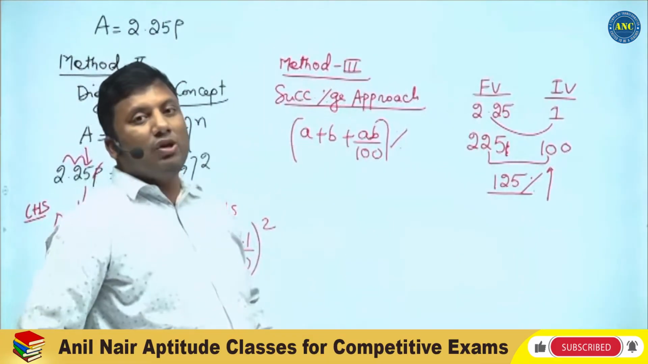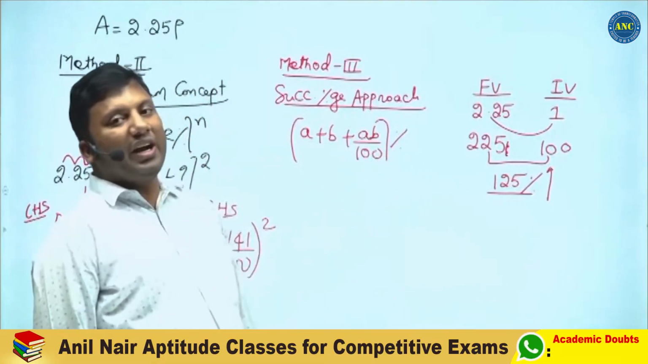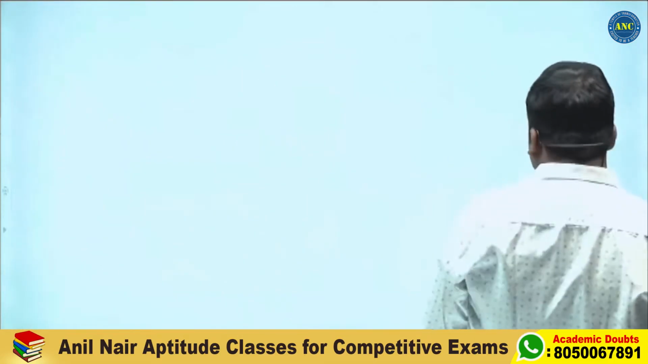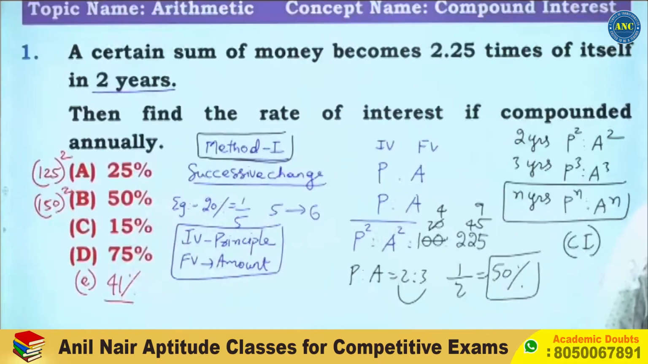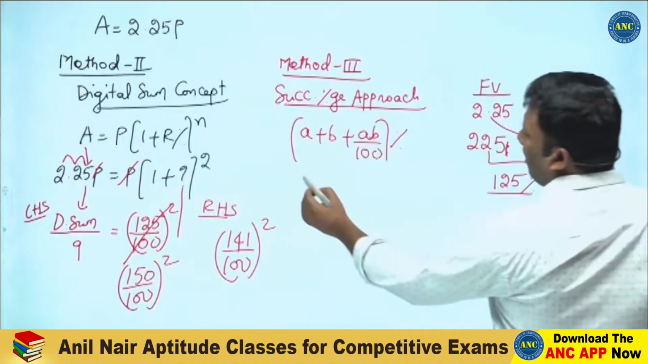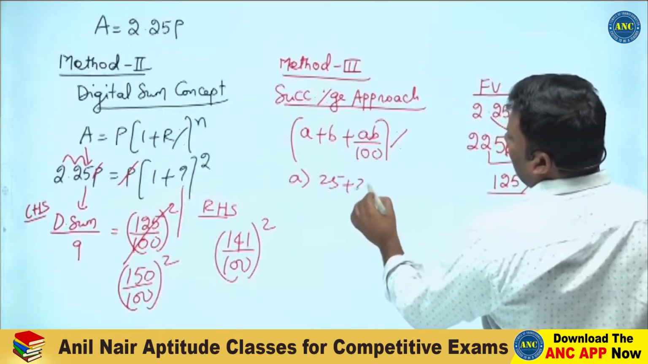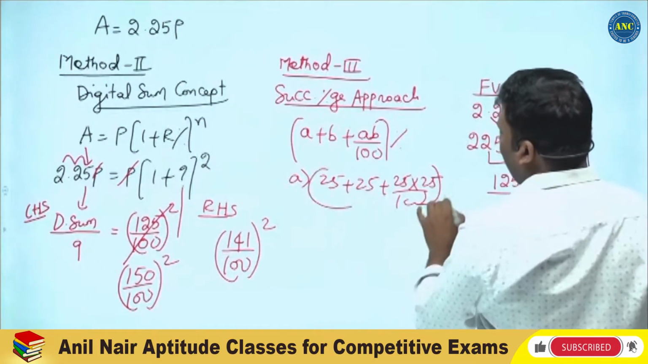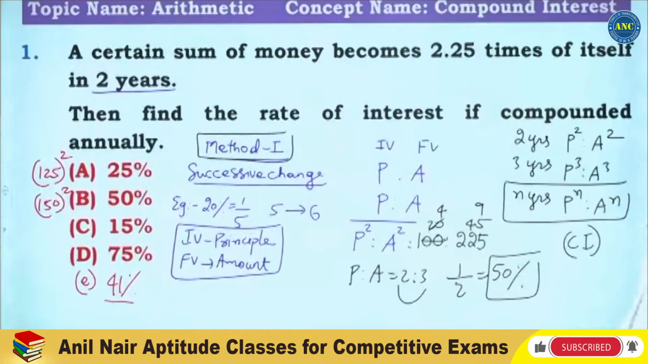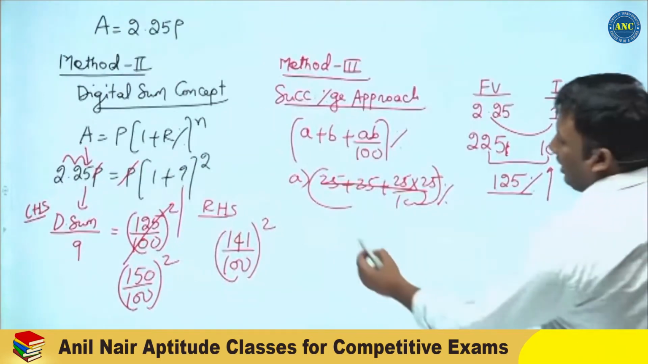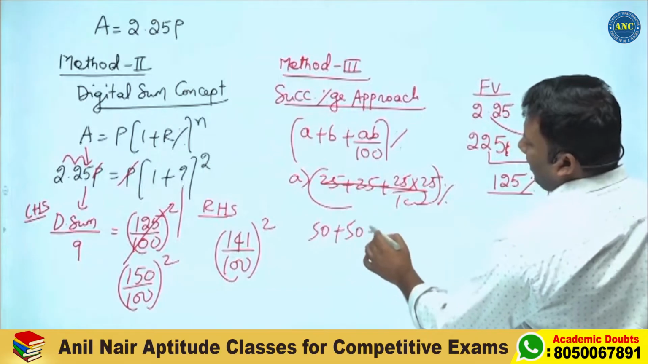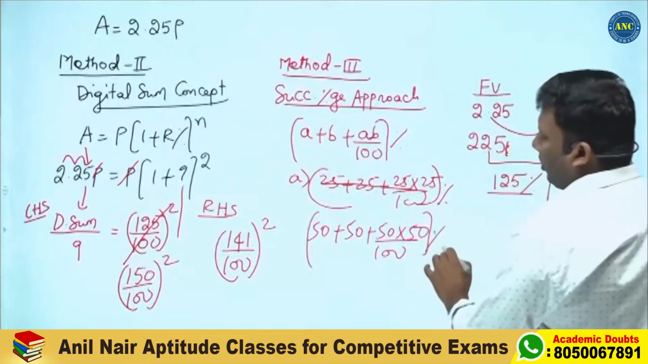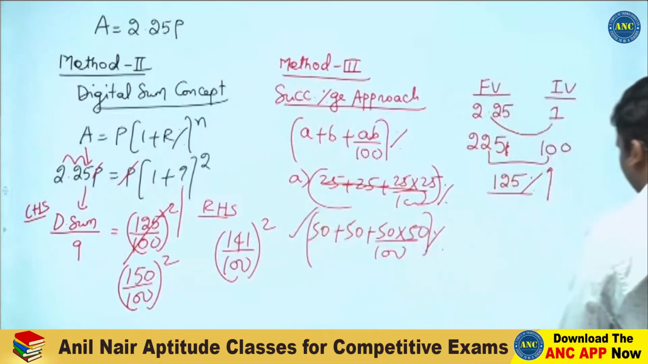If I apply successive percentage, overall I should get 125 percentage. What is the first option? 25. 25 means 25 plus 25 plus 25 times 25 by 100. This cannot be. It is around 50 percentage. Second option, if it is 50 percentage, 50 plus 50 plus 50 times 50 by 100. That is 100 plus 25, 125 percentage.